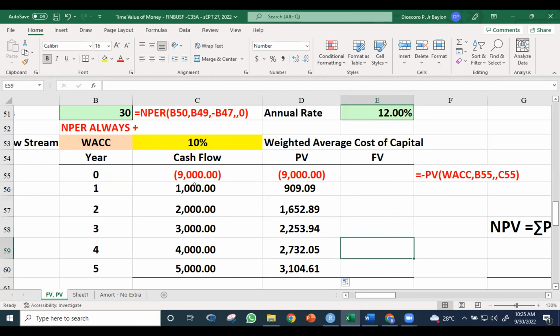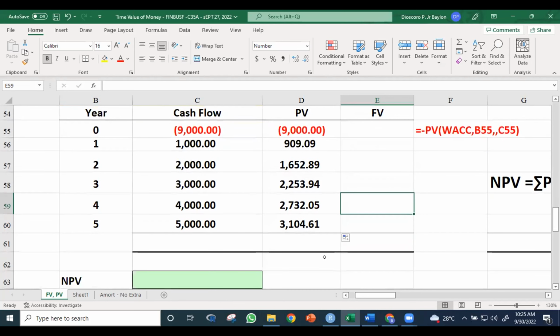Take note the present value should always be lower than your future value. This 1,000 will be obtained after 1 year, and the present value is 909.09. The 5,000 will be obtained after 5 years, and its present value is 3,104.61. So therefore, what's the present value of these cash flows? I'll ask another question again, which requires you to answer yes or no, please.